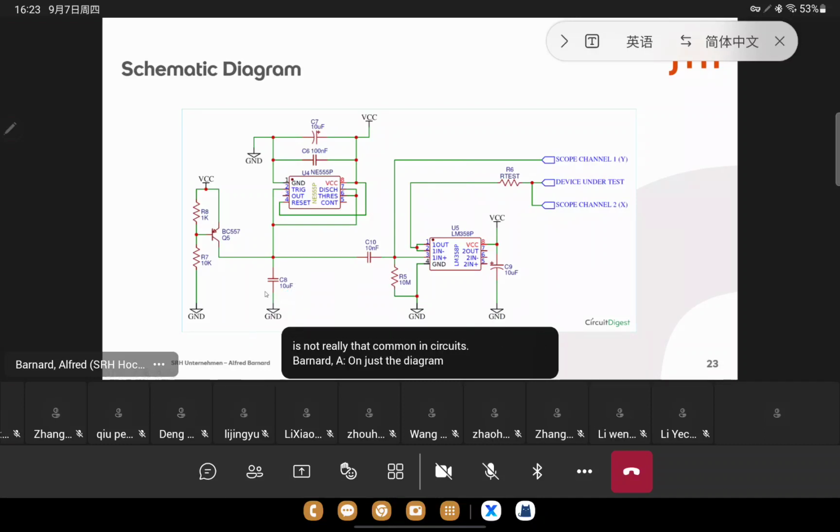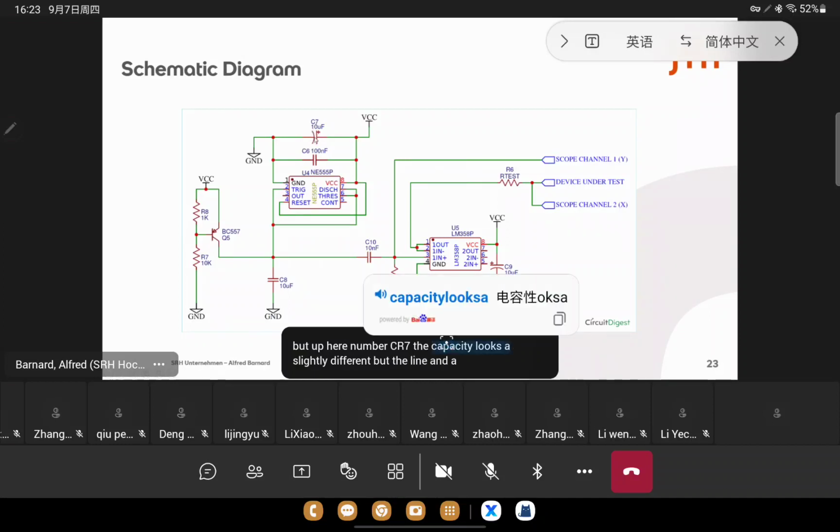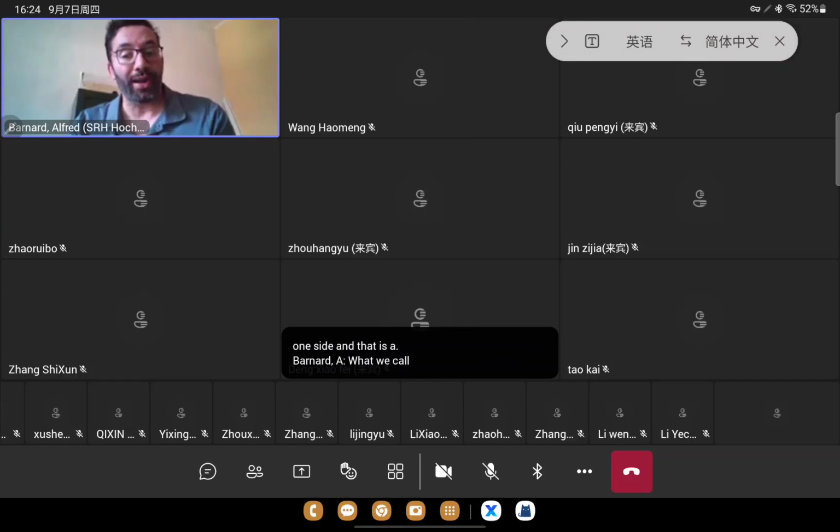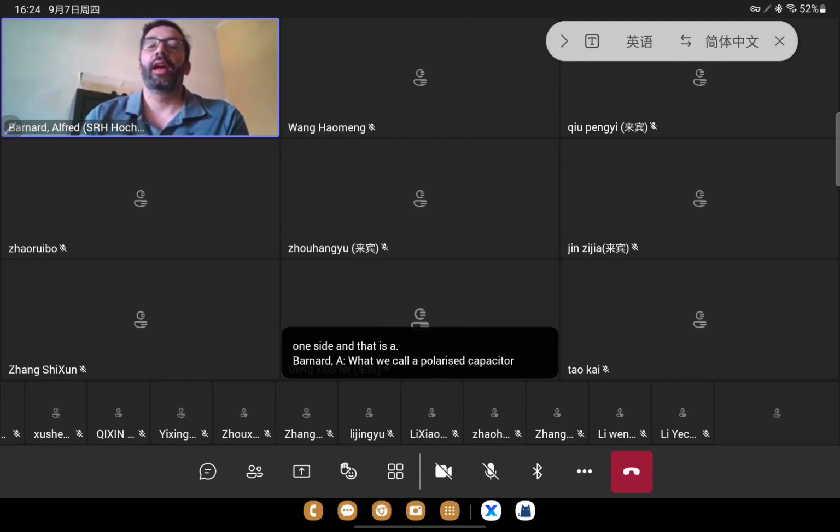On the diagram as well, this is a capacitor, and this is a non-polar capacitor, meaning you don't care which way you connect the capacitor, it works in any connection. But up here, C7, the capacitor looks slightly different, with a line and a bowed or angular line there with a positive on the one side. And that is what we call a polarized capacitor.